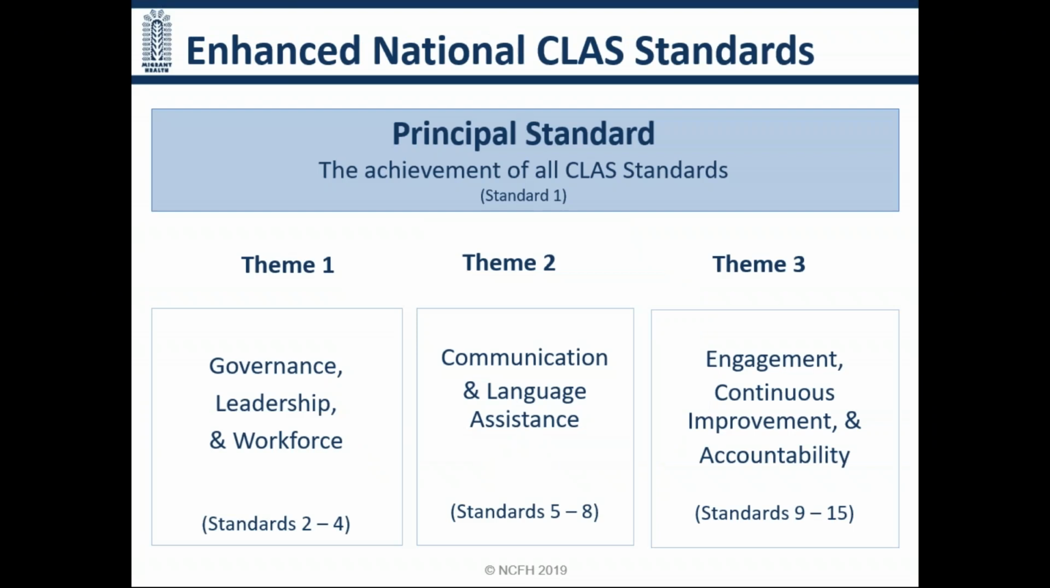This is a big picture of the standards. As I mentioned, it's a lot of information. There's one main standard, the principal standard, and then there's 14 other standards, but they're divided into 3 different themes. Theme 1 has to do with governance, leadership, and workforce. Theme 2 is all about communication and language assistance. And theme 3 is about that engagement, that continuous improvement and accountability that we are all responsible for.